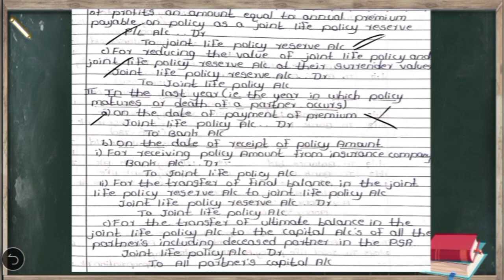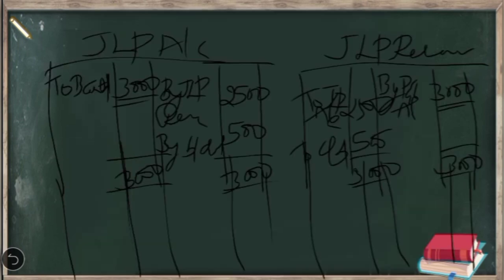Okay, then the next entry is on the date of receipt of policy amount. So insurance company would pay them the policy amount amounting to rupees 50,000 on that date. What is the entry we are going to pass? For receiving the policy amount from the insurance company, we are going to pass the entry bank account debit to joint life policy account. But before that, you have to also have some other entries. Let us pass the entry for 2019.